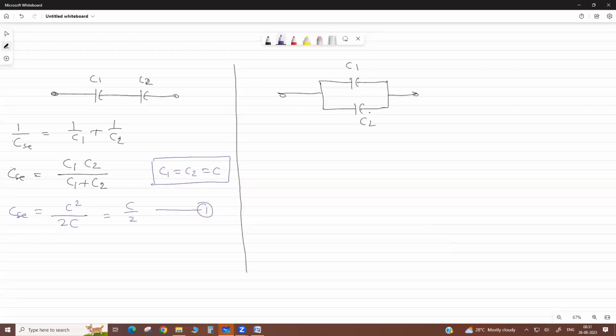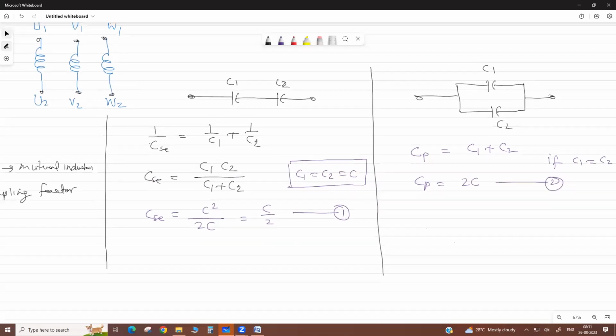In case of parallel, total equivalent capacitance is simply added. So it is opposite to resistance. In parallel it is simply the algebraic sum, C1 plus C2. But now if C1 equals C2 equals C, then C_P equals C plus C, it is double, 2C.